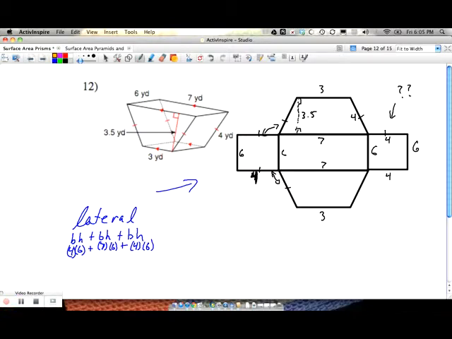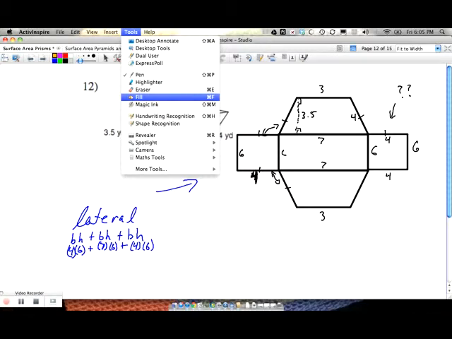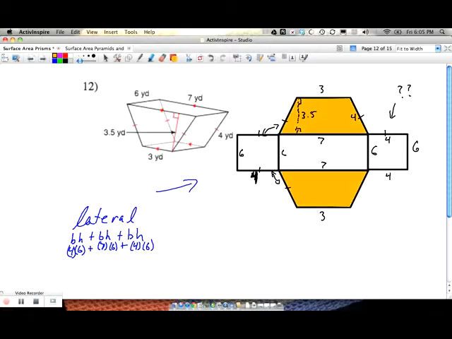Now if I were to look at these bases, let's go ahead and fill those in, just like we did with the other ones. Fill, boom, boom. All right, so for the bases, we're going to add the area of those to this. There are 2 of them, so I'm going to multiply by 2. And they're trapezoids. The area of a trapezoid is 1/2 times the sum of the bases, base 1 plus base 2, times the height.